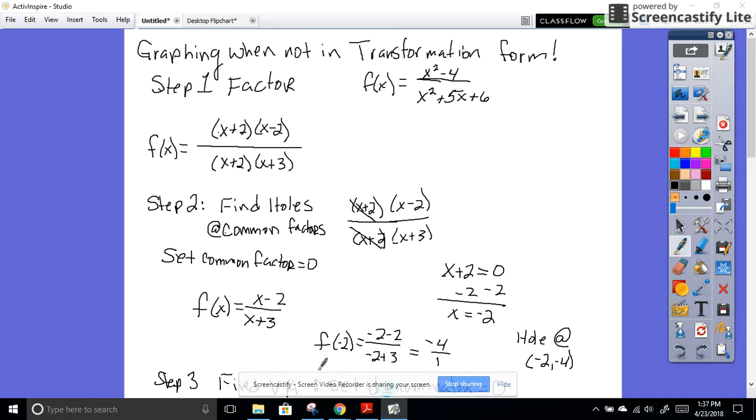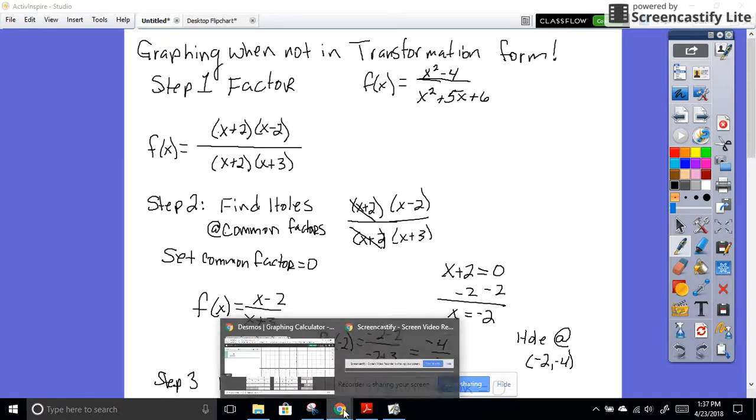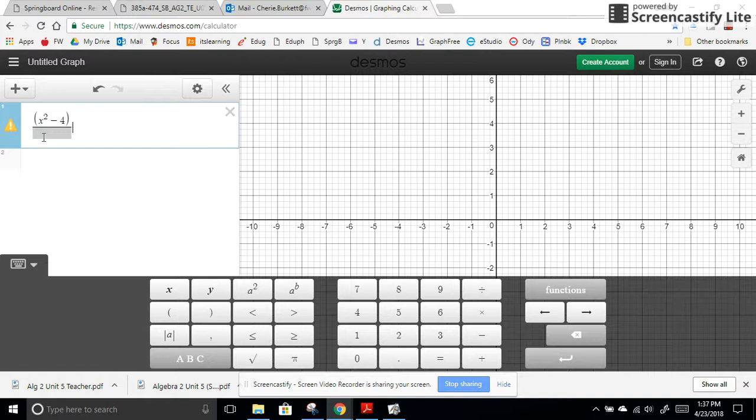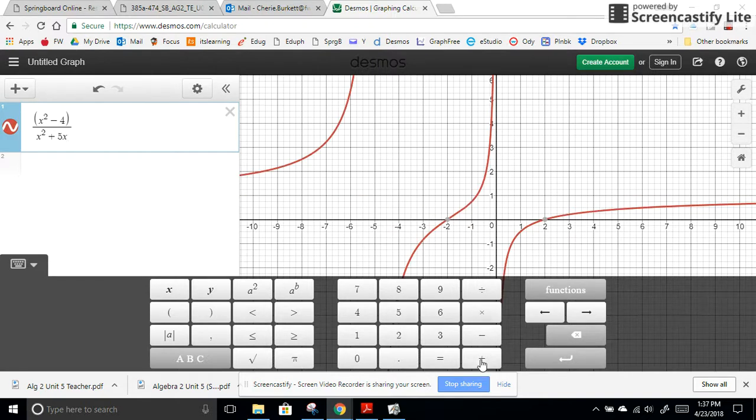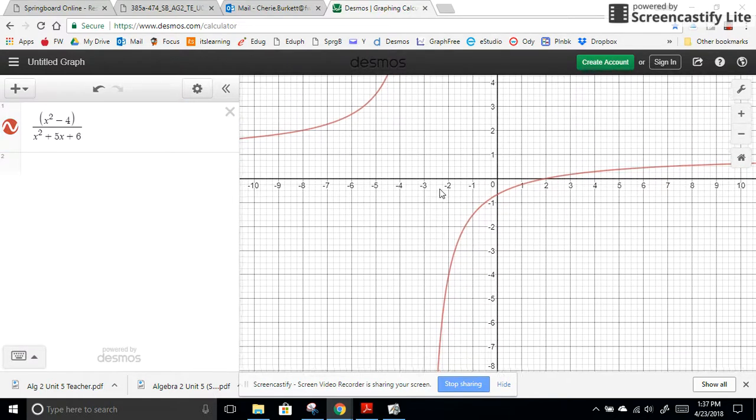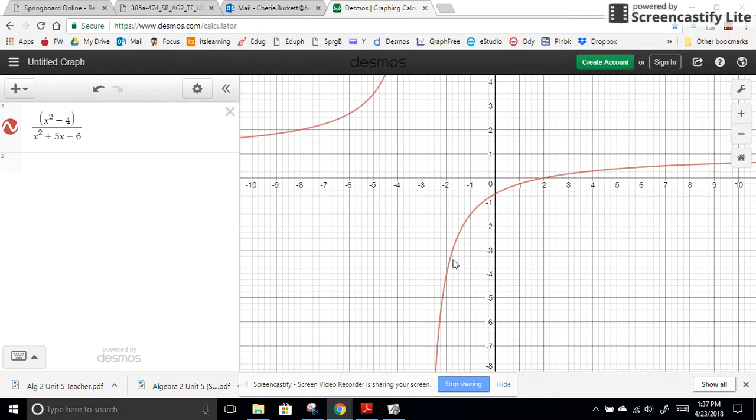X squared plus 5x plus 6. Okay, so I have it graphed right here, and you're going, oh, Professor Burkett, I don't see a hole in that graph.